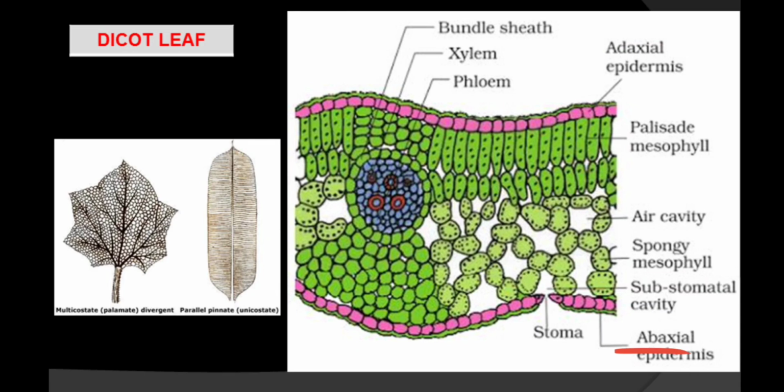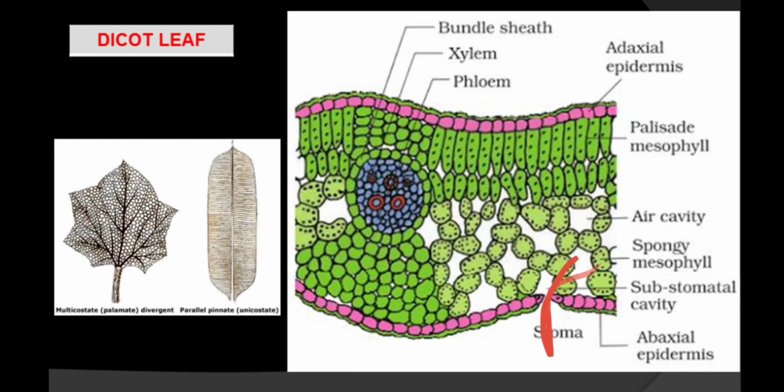Now there is a cuticle layer also, a fatty substance layer above the epidermis. This is the cuticle layer. It is present on the adaxial as well as on the abaxial epidermis. Most of the stomata you will find on the upper epidermis. The lower epidermis contains the guard cells only, not proper stomata. Here you can see near the stomata there is a substomatal cavity for the exchange of gases.